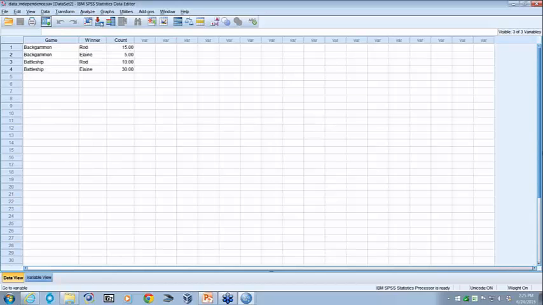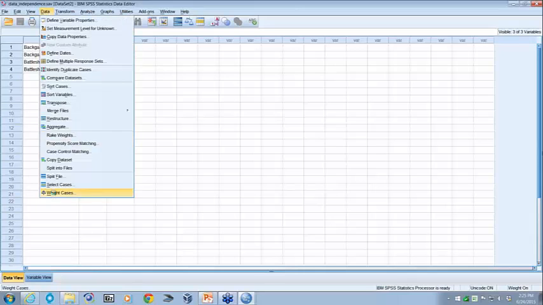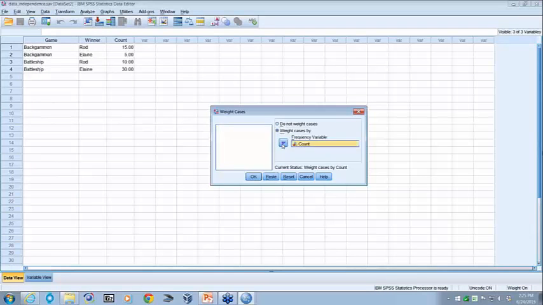This way is simpler. So let's go ahead and do the weighting with the count again. I'm going to go into Data, and I'll weight the cases. I'm going to weight it with the count.